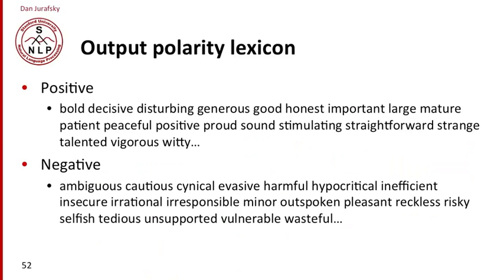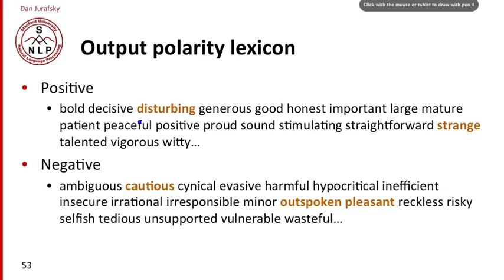And here I've shown you an output polarity lexicon, and of course it'll have some mistakes in it. So see if you can find the mistakes in this lexicon. Here are some of the mistakes. So we have disturbing as a positive word, or strange as a positive word, or pleasant as a negative word. So of course there's going to be errors in any of these kind of automatic semi-supervised algorithms.